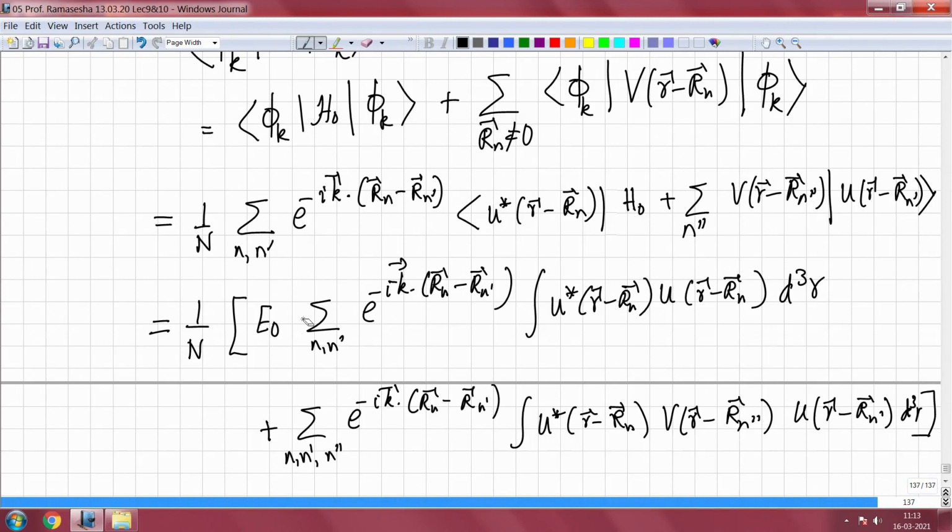So, what you have is h naught operating upon u of (r minus r n) at any particular site is given by E naught, and then you have sum over n, n prime, e to the I k dot (r n minus r n prime), and then a u star (r minus r n) u (r minus r n prime). That is basically the first term, and the second is a potential term. Potential term is again e to the minus I k dot (r n minus r n prime), sum over n double prime, u star (r minus r n) v (r minus r n double prime) and u (r minus r n prime) d cubed r.